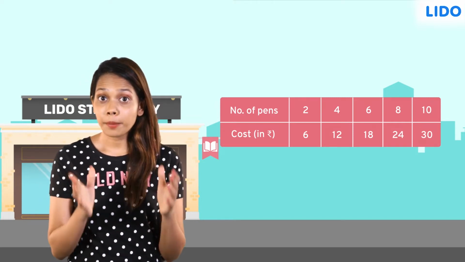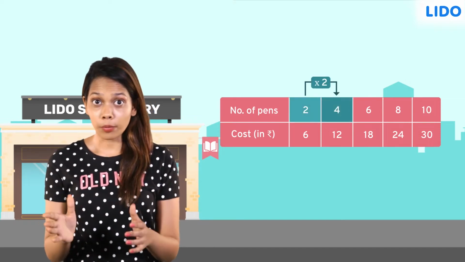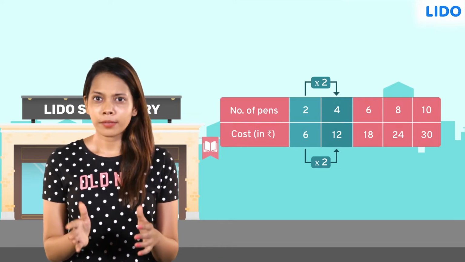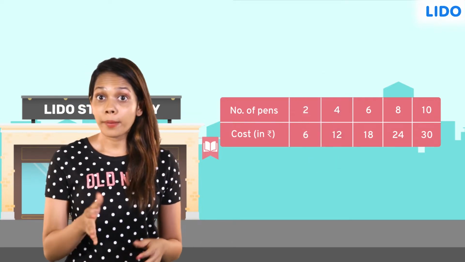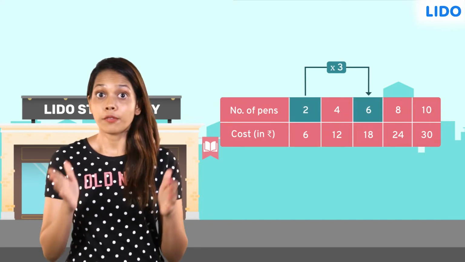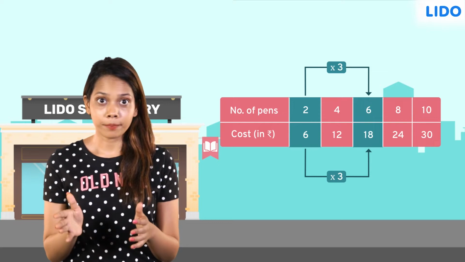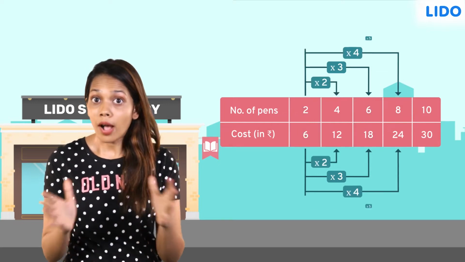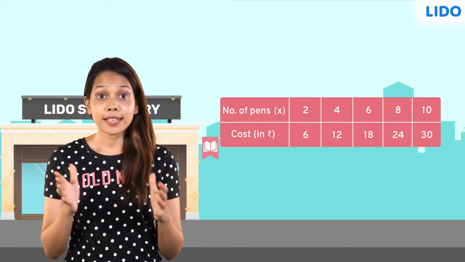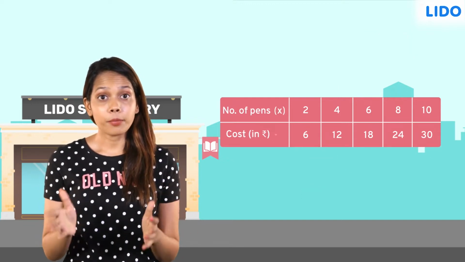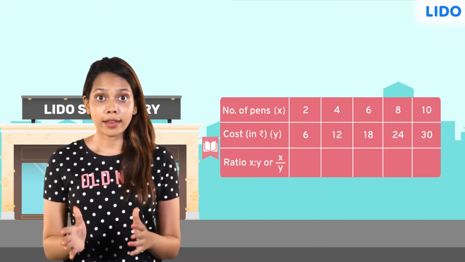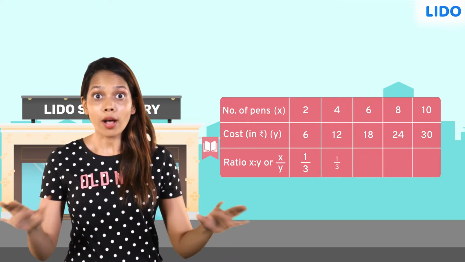If the number of pens purchased doubles from 2 to 4, the cost also doubles from 6 rupees to 12 rupees. Similarly, when the number of pens triples from 2 to 6, the total cost also triples from 6 rupees to 18 rupees. The pattern we observe throughout is a proportional change in quantities. If x represents the number of pens and y represents their cost, then we can see that the ratio of x and y remains 1/3 throughout.